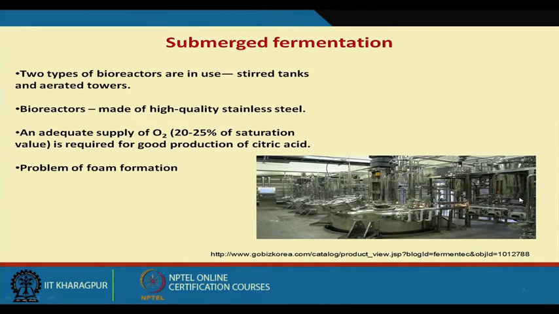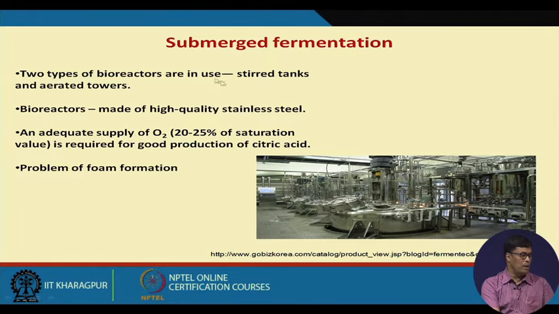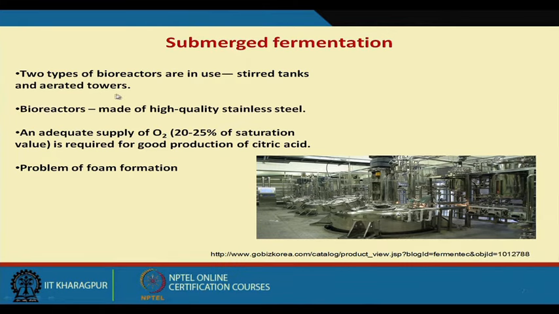Now two types of bioreactors are used. One is the stirred tank reactor, and the other is the aerated tower reactor. I told you that the airlift fermenter is used, but it is less used in the industry for citric acid production. The bioreactor is made of high quality stainless steel, because citric acid has some corrosion property, so high quality stainless steel is usually used.